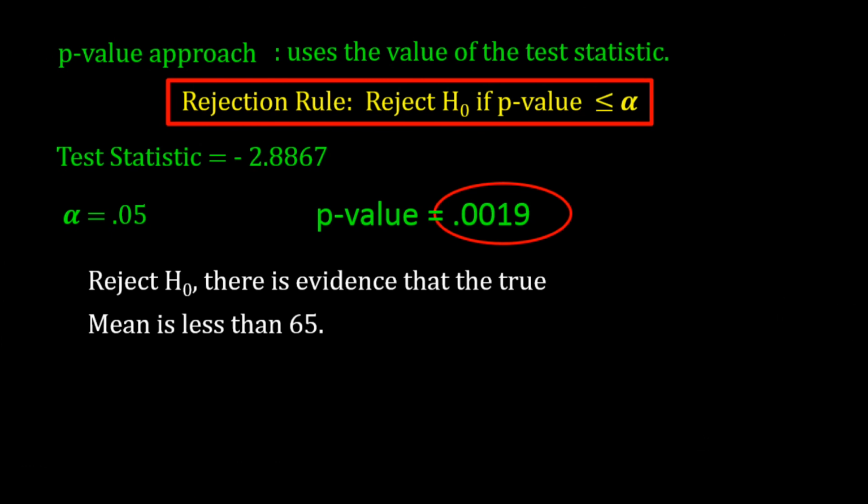That concludes this introductory tutorial to hypothesis testing. Please make sure to watch the continuation of this tutorial, part 2, where we conduct hypothesis testing for the case of sigma unknown, and part 3, where we conduct hypothesis testing for proportions.